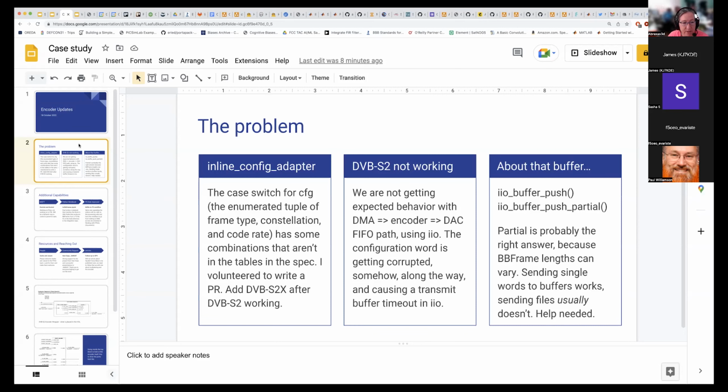This usually worked. The encoder puts out a signal. There's some problems with that signal in the ZC706, which I'll mention very shortly. But sending single words to the buffers, filling up the buffer and shoving it all out usually worked, but sending files like BB frame files isn't yet working, and so help is still needed here.